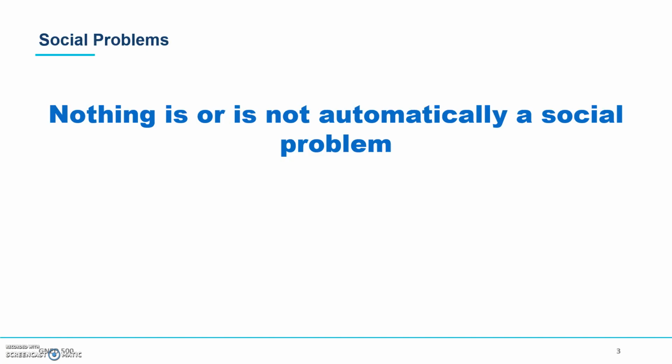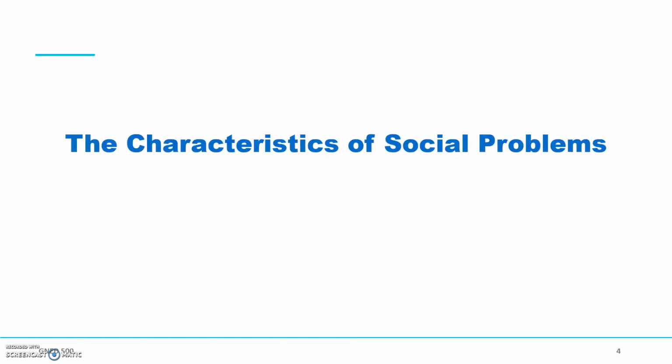While not perfect, there are certain things that make people more likely to accept that any given issue is a social problem. We can call these the characteristics of social problems. Below, we will go over each in more detail.